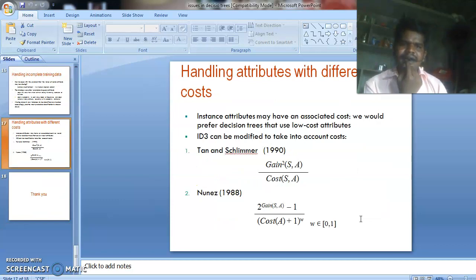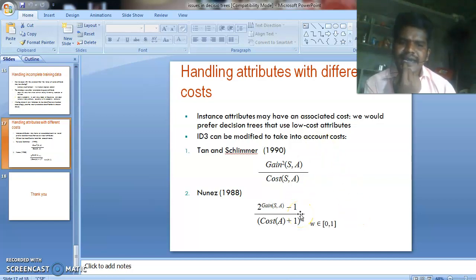And handling attributes with different costs. Here an instance attribute may have an associated cost. We would prefer decision trees that use low cost attributes. ID3 can be modified to take cost into account. Here there are two different approaches.